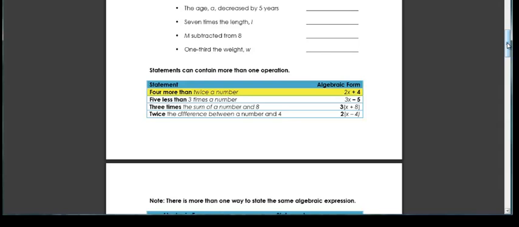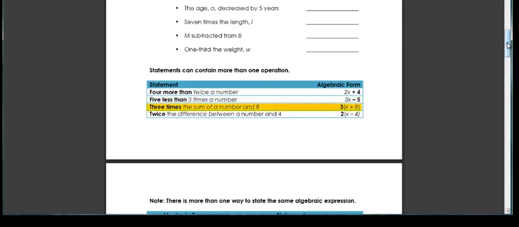You can do one algebraic property, or you can do more than that in a single line. Our second statement says 5 less than. So 5 less than should tell you subtraction. And then 3 times a number, again, would be in our multiplication. So that would be 3x, and then 5 less than that will be 3x minus 5.